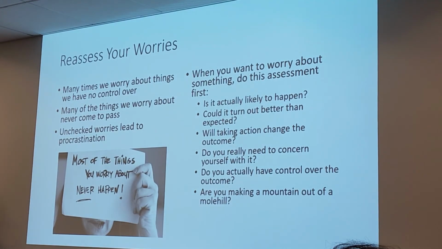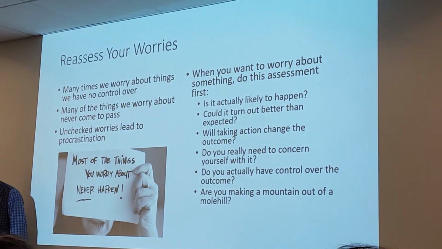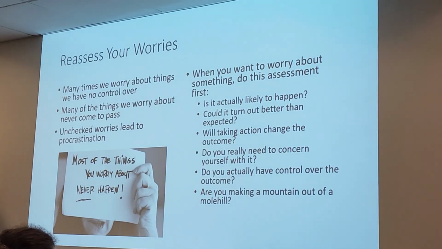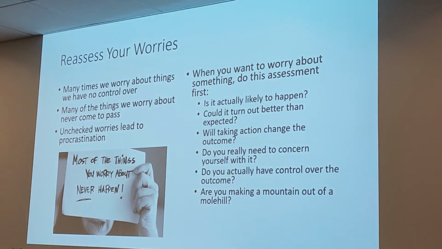And then, like I mentioned earlier, reassess your worries. Many times we worry about things we have no control over. Many times the things we worry about just don't happen. Right? Unchecked worries lead to procrastination. And I'll be honest, I struggle with this myself. Right? I worry about, oh no, if I do this, then maybe that will happen, and then this will happen, and then what if that goes wrong? Right? But I need to force myself to think, is the stuff I'm worrying about actually going to happen?